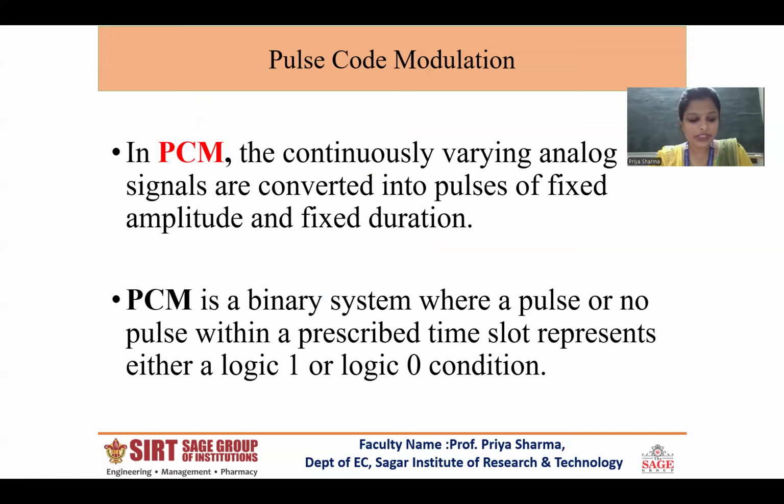Pulse code modulation is a type of signal encoding technique in which the analog information signal is sampled and the amplitude of each sample is approximated to the nearest one of a finite set of discrete levels, so that both amplitude and time are represented in discrete form. In pulse code modulation, the continuously varying analog signals are converted into pulses of fixed amplitude and fixed duration. So PCM is a binary system where a pulse or a no pulse within a prescribed time slot represents either a logic 1 or a logic 0 condition.